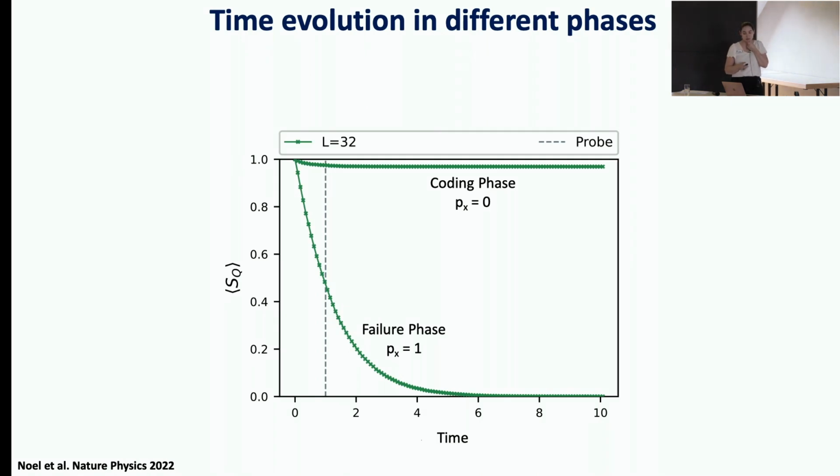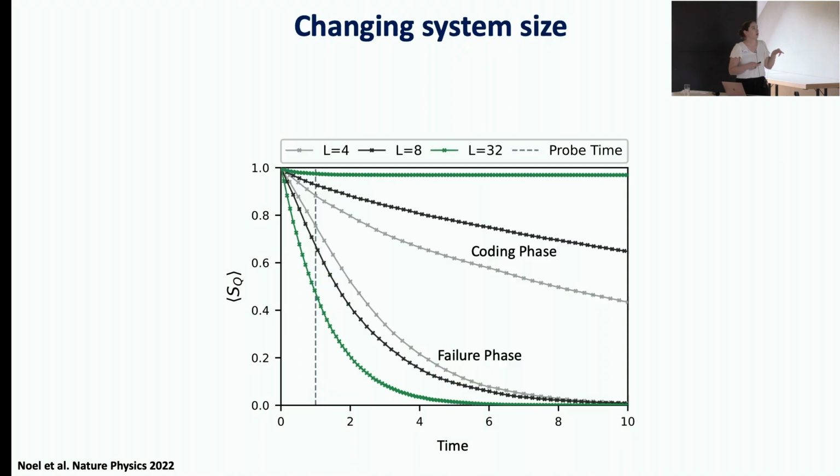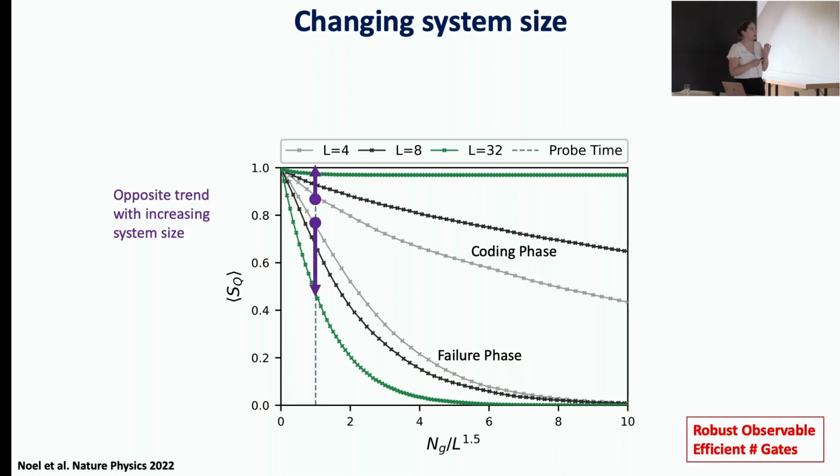Okay, so then these are simulations of the time evolution in the 2 different phases. So we see in the coding phase, the entropy stays high, whereas in the failure phase, we have this exponential decay. And then this is for a single system size of 32, but we can also look at this for other system sizes. And so what you'll see is that if we zoom in on one particular time step, in the failure phase, the entropy is decreasing as the system size increases. However, in the coding phase, the entropy is increasing with system size. And so this is a qualitative trend that we can look for. So it's a nice, robust observable. It's also efficient in the number of gates because we can choose, again, a small number. This is measured in number of gates scaled by the system size. So we can keep this number small and still see evidence of these phases. So again, a smart choice made there.